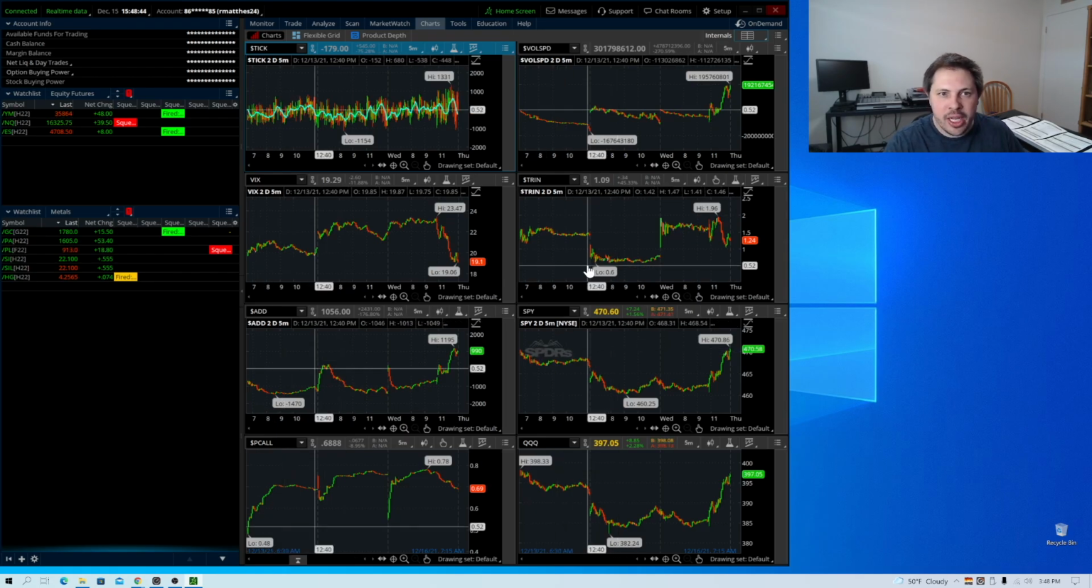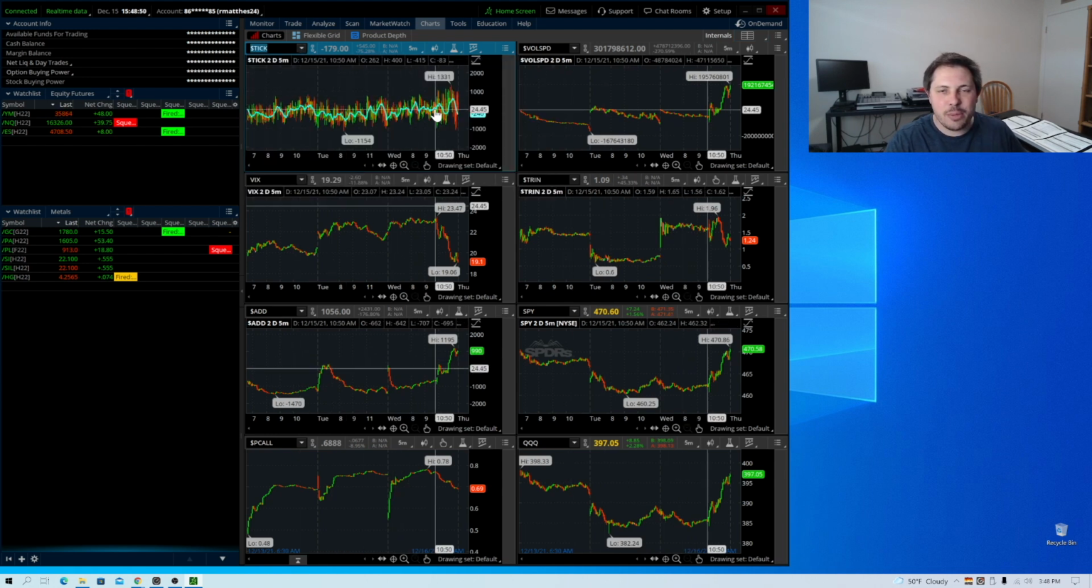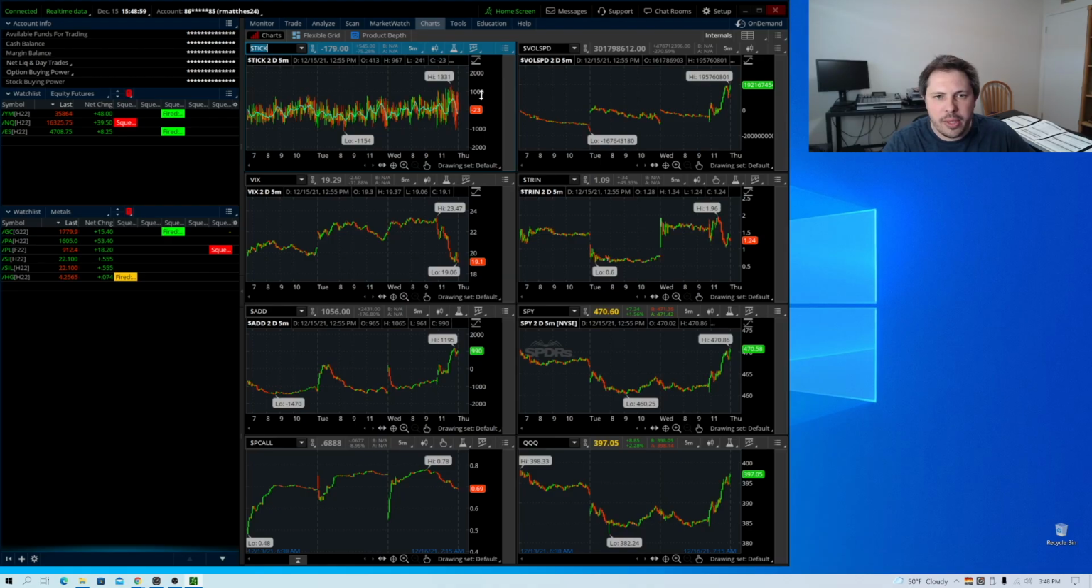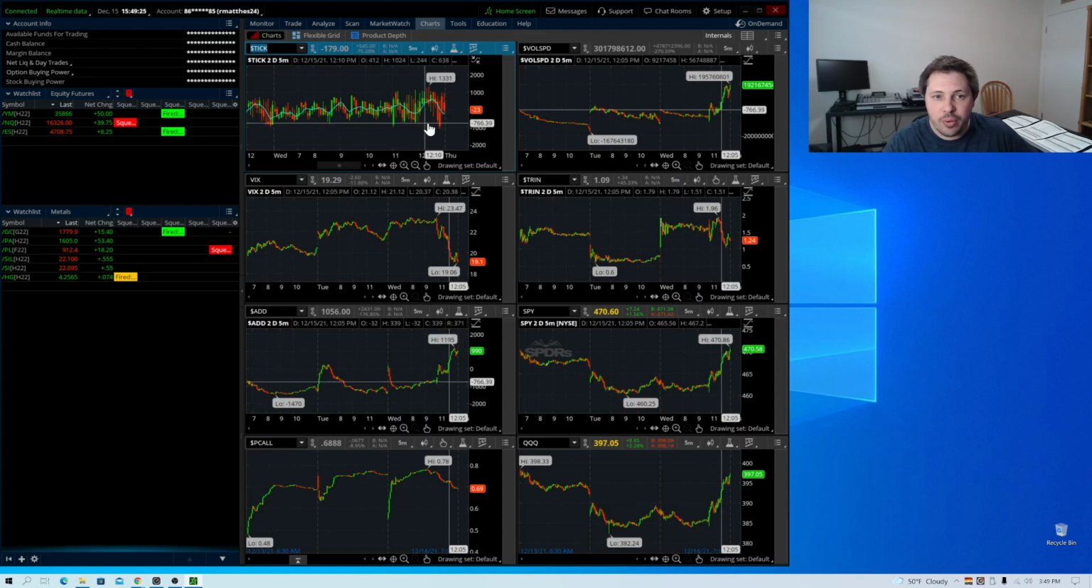So the first thing I want to talk about is the tick, right? The NYSE tick is basically showing you how many stocks are ticking up versus how many are ticking down. And this is super important because based on this tick, we can identify areas of support and resistance as well as areas of reversals and different areas that we as traders and option traders can use to our advantage to make profitable trades, right?